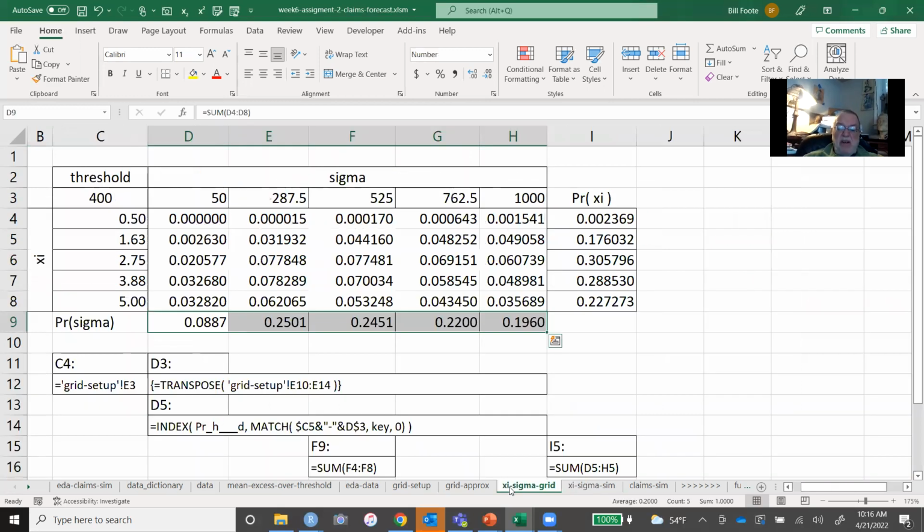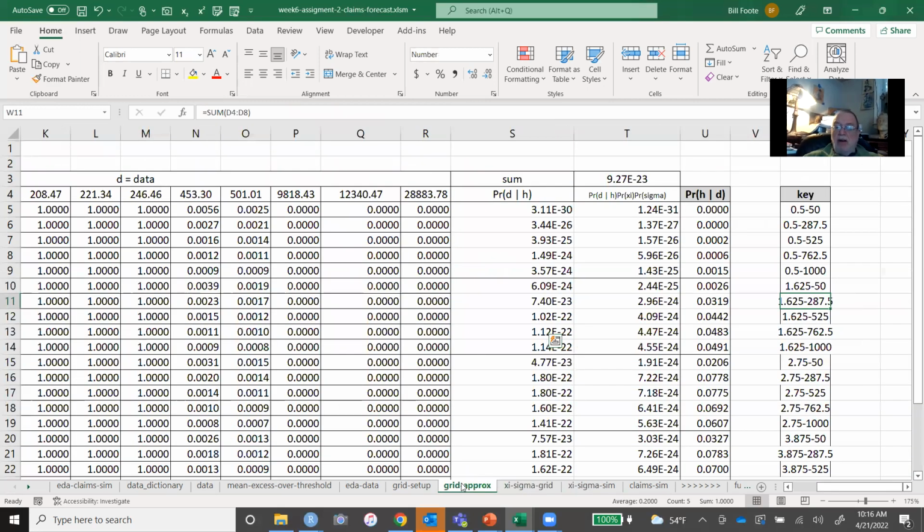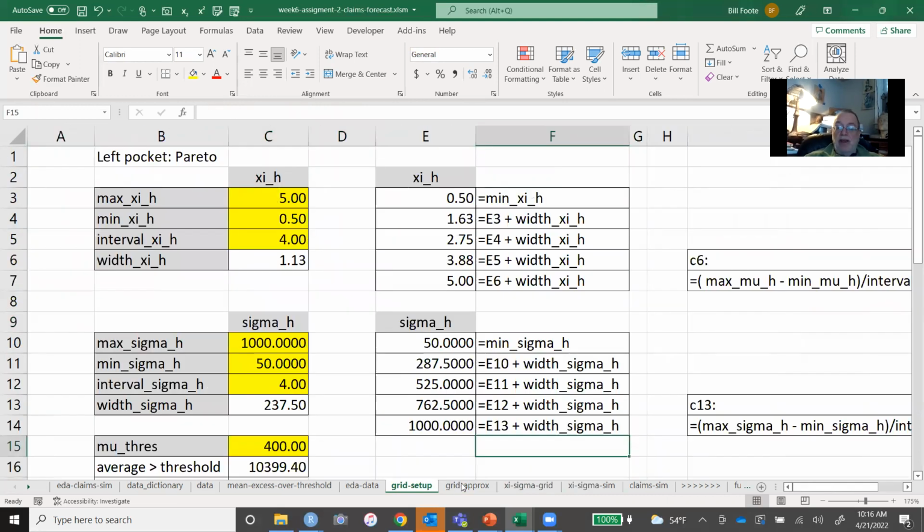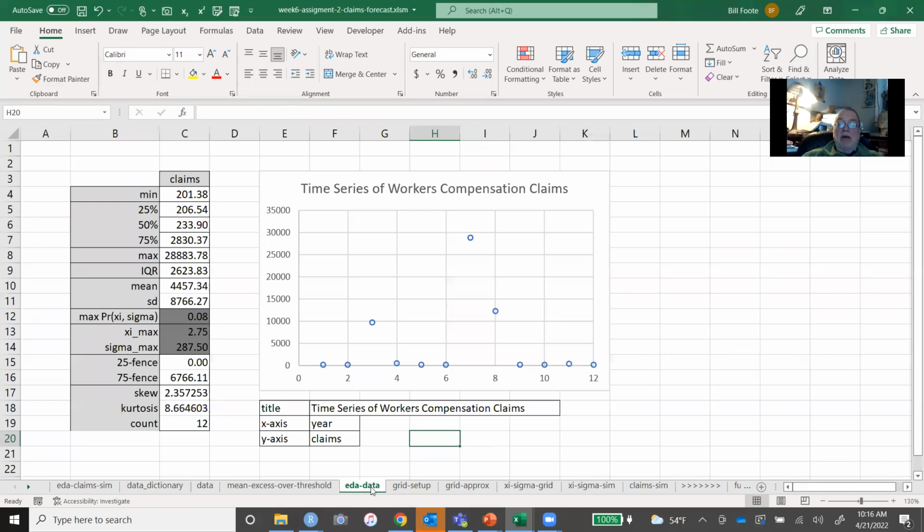So here's the C grid. That's the grid approximation that produced the C grid. Here's the setup for the C grid itself. And here are the grid values. Each one of those has to be matched against each one of these, 5 by 5. And here we have an EDA of the data itself, showing these bubbling up pieces. I love that.